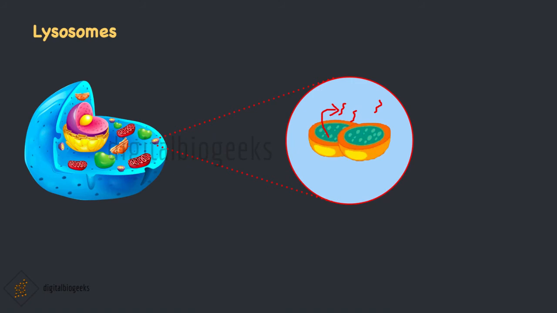If the cell gets damaged, the lysosomes will burst and the enzymes inside will digest its own cell. This is the reason the lysosomes are called suicide bags. Why are lysosomes called suicide bags? If any damage happens to the cell, then lysosomes will burst and the enzymes inside the lysosomes will digest the whole cell. This is the reason the lysosomes are called suicide bags.